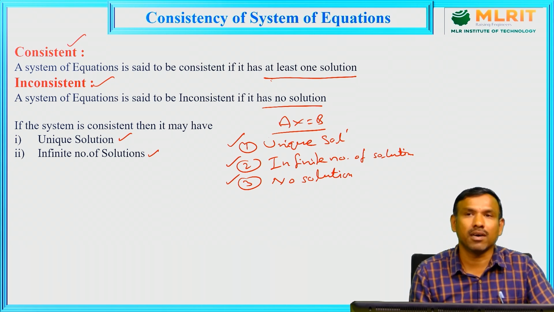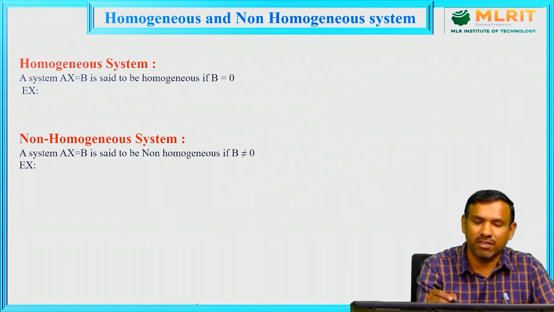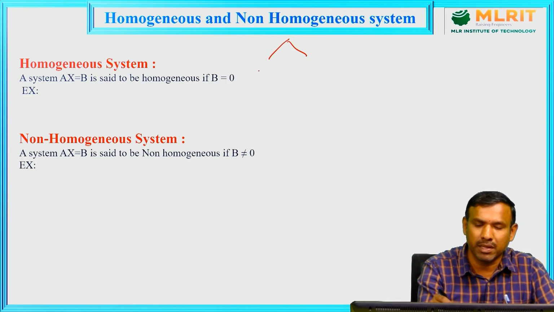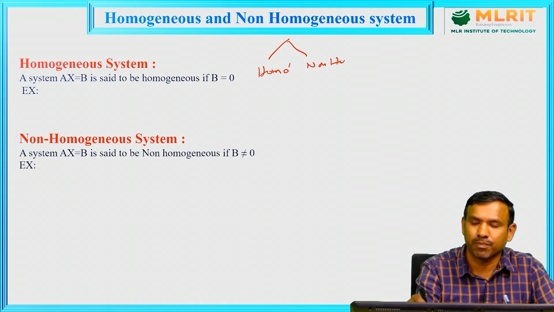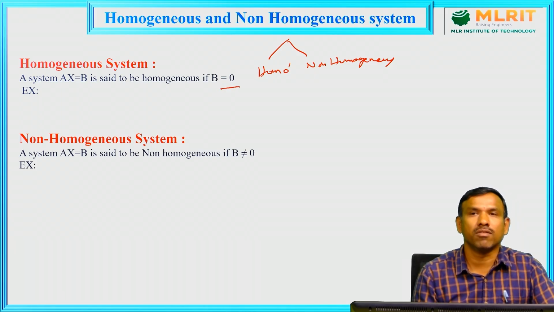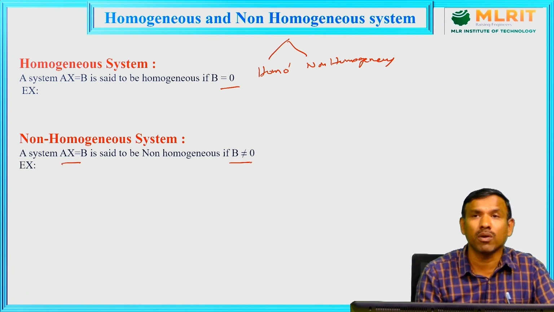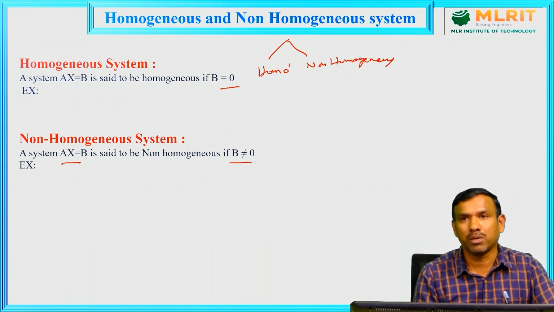Let us go to the next one. The given system can be classified into two ways: the homogeneous system and the non-homogeneous system. Ax = b is said to be homogeneous if b = 0, a homogeneous system of equations. If b is not equal to 0, then it is said to be non-homogeneous. A student will understand this very easily with an example.